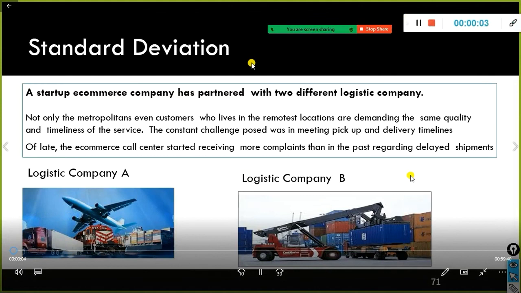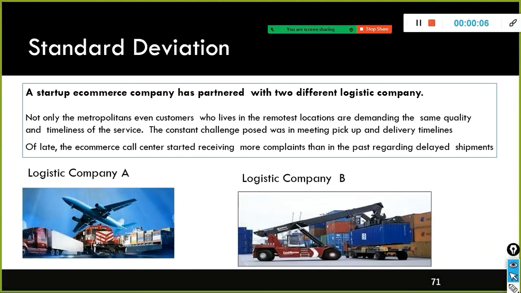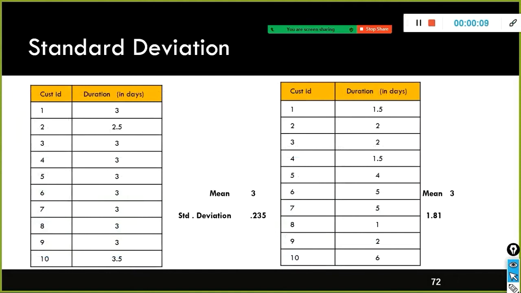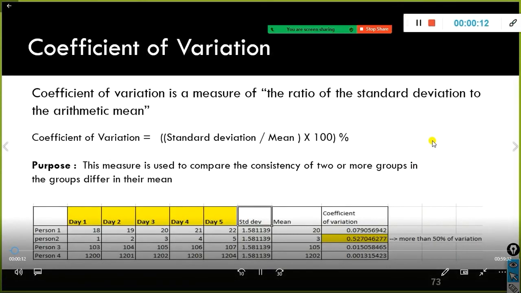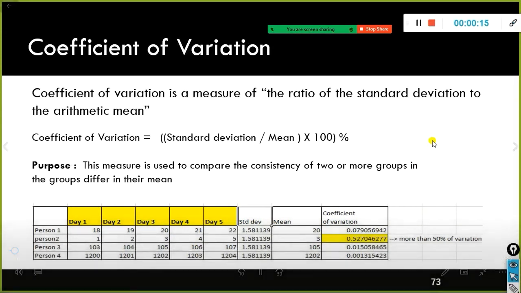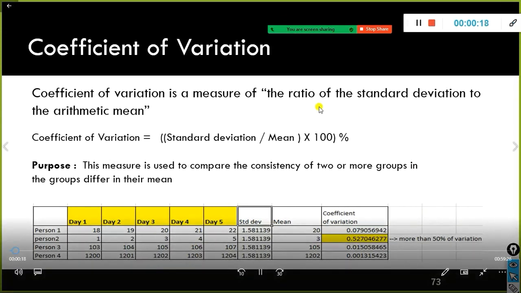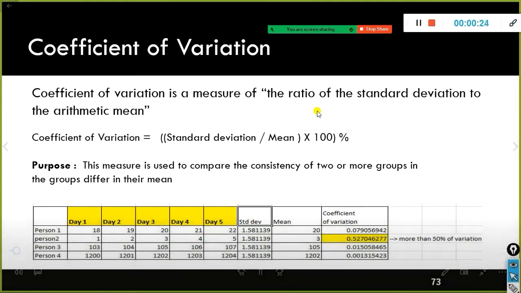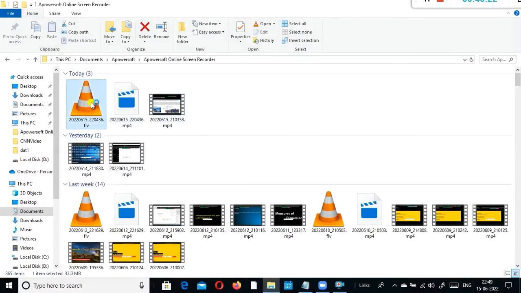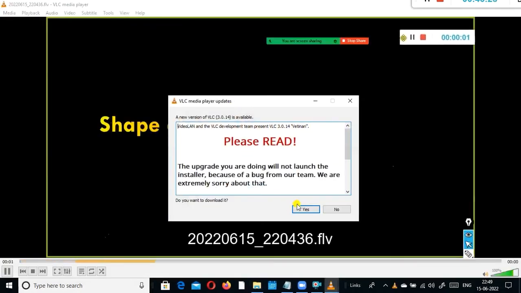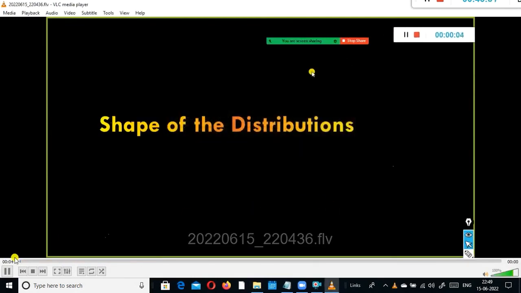We'll continue the other measures of dispersion in today's session. We discussed the range and standard deviation. Using standard deviation, we can compare more than one data set. Within a single data set also, we can compare how far each value is away from the mean. So we need to understand the distribution pattern of the data.